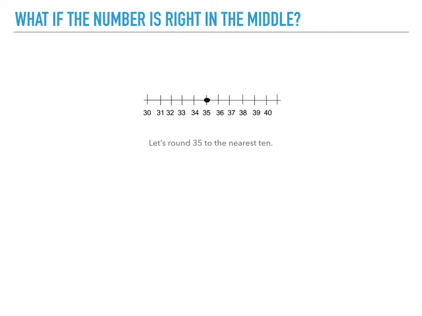Let's look at what we do if the number is exactly in the middle. We will take the number 35. We want to round it to the nearest 10. We see that 35 is between 30 and 40. But is it closer to 30 or 40? Well, it is closer to neither. It is the same distance to 30 as it is to 40. We have a rule to follow when this happens. When the number is exactly in the middle of two tens, you round it up. 35 is rounded up to 40.